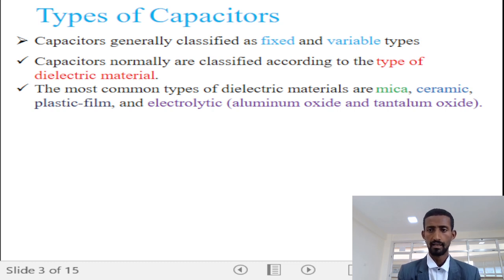Capacitors normally are classified according to the type of dielectric materials. In the previous class, we saw the types of dielectric materials used in the capacitor manufacturing process. The most common dielectric materials, as we already mentioned, are mica, ceramic, plastic film, or electrolyte, especially aluminum oxide and titanium oxide. These are the most used dielectric materials in the manufacturing of capacitors.